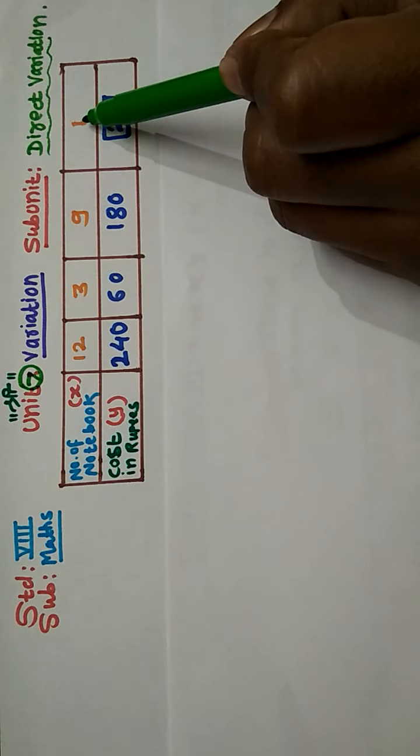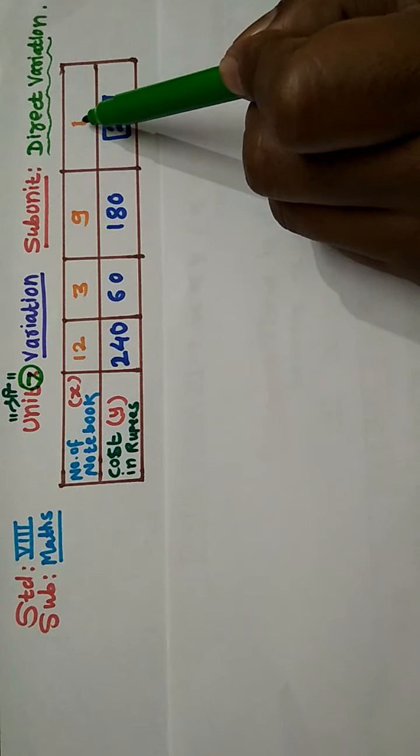See here. In each case we get 1 upon 20, 1 upon 20. Each ratio is constant. Therefore the number of notebooks and their cost are in the same proportion. Therefore if the number of notebooks increases, in the same manner the respective cost also increases. Therefore between the number of notebooks and cost there is a direct variation. This is one example of direct variation.